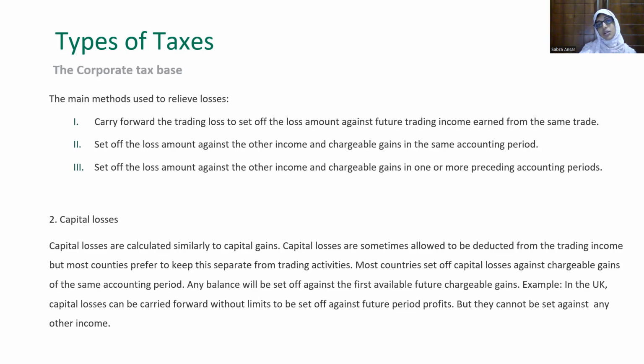It could be set off against something future, set off against something preceding, and also set off against some other income or the chargeable gains in that same accounting period.